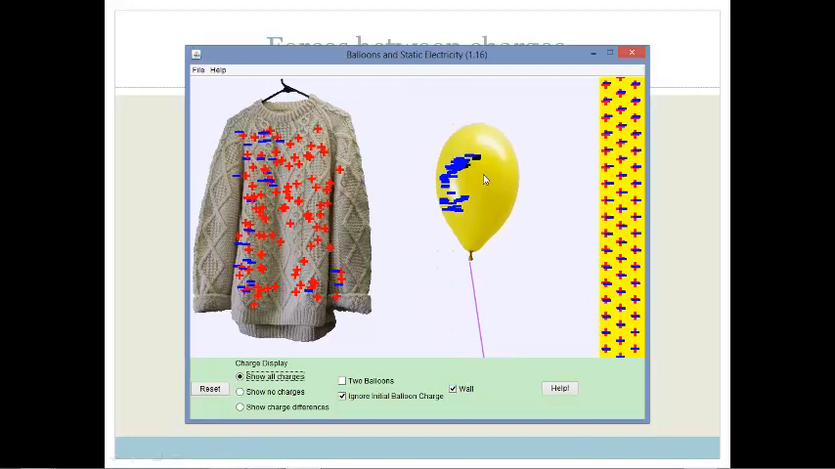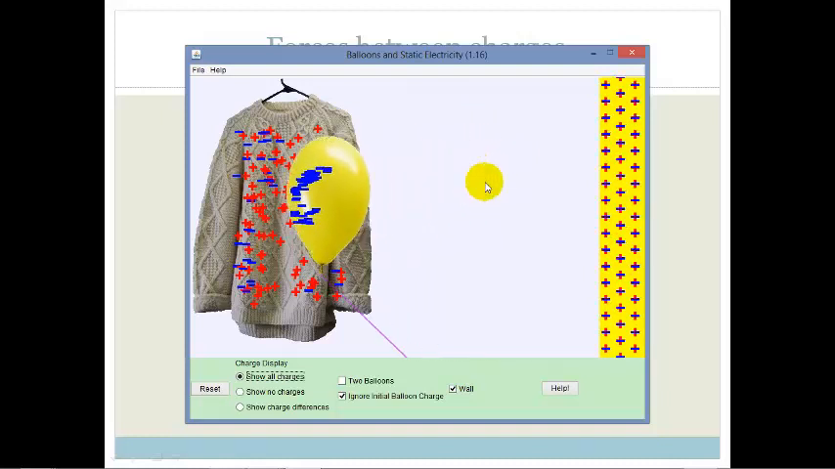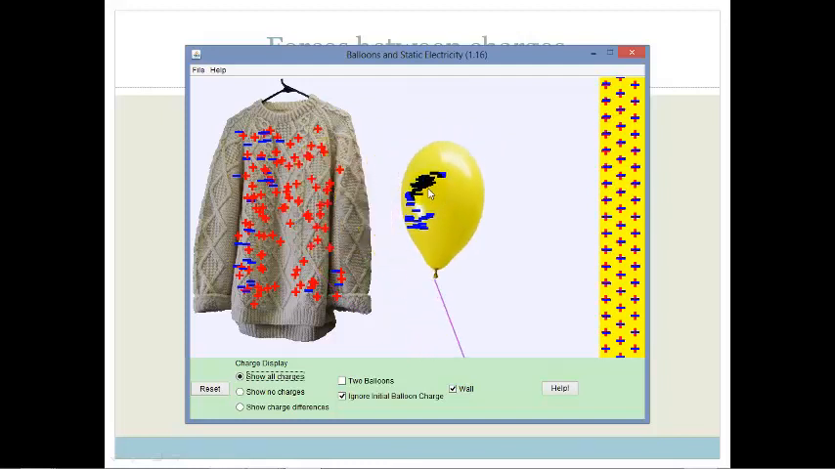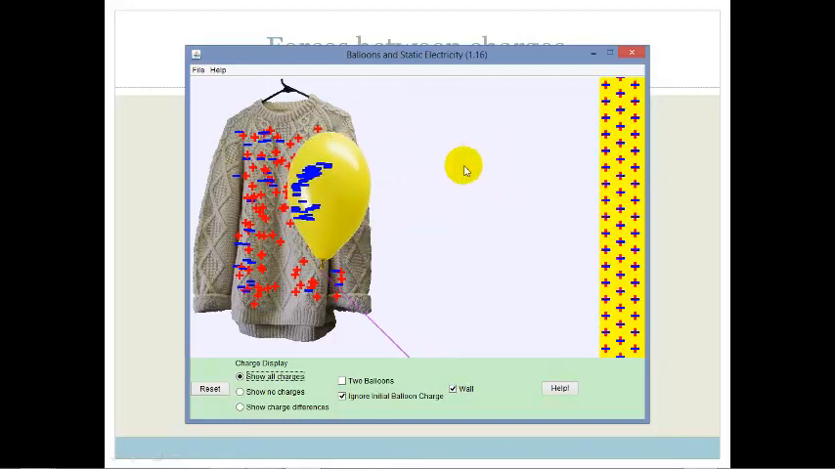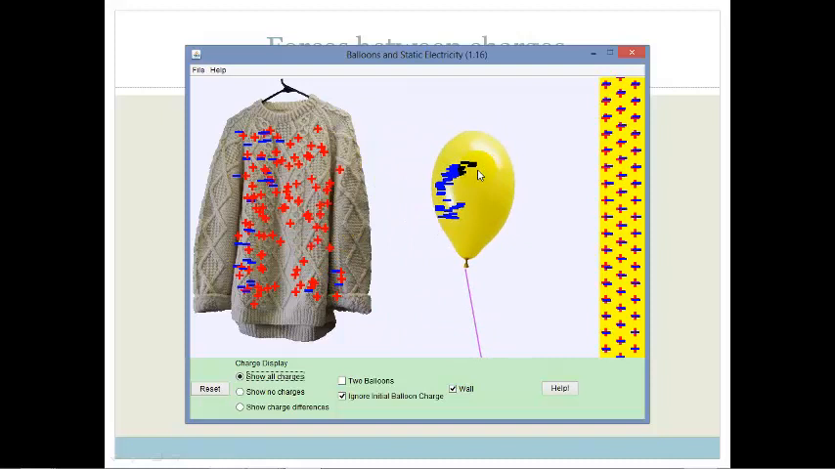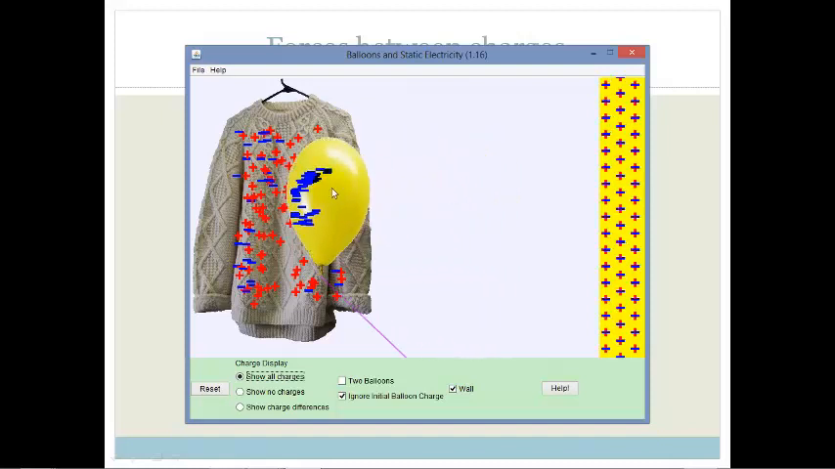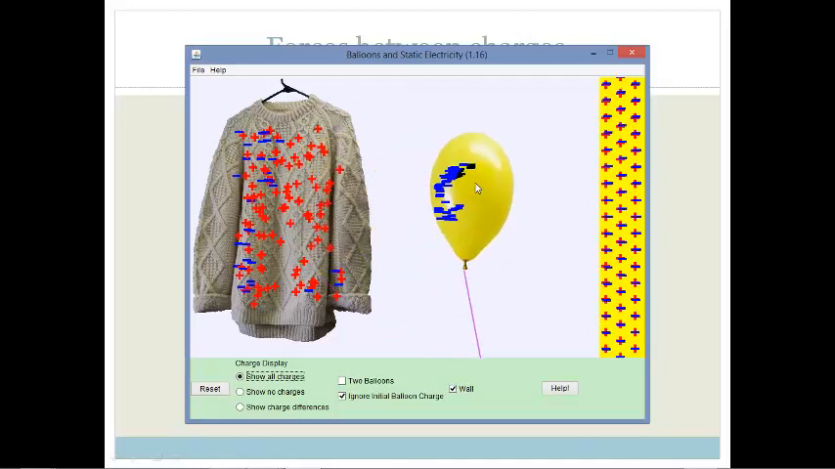Now, if I let go of the balloon, look what happens. Whee! Okay, so what is happening? The balloon is being attracted to the relatively positively charged jersey. So do you agree? We can say therefore that oppositely charged objects are attracted. You're already happy with that? Oppositely charged objects are attracted to each other.